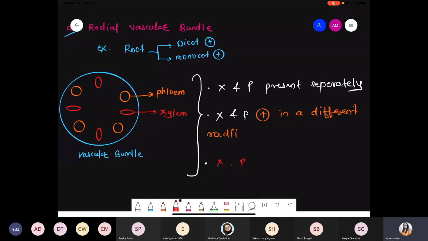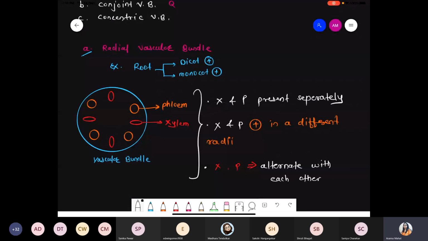Xylem as well as the phloem, the typical arrangement present, they are alternate with each other. So these are exactly the key elements. How to remember that vascular bundle, that is radial vascular bundle. Number one, xylem and phloem, they are present separately. Number two, xylem and phloem, they are present in different radii.